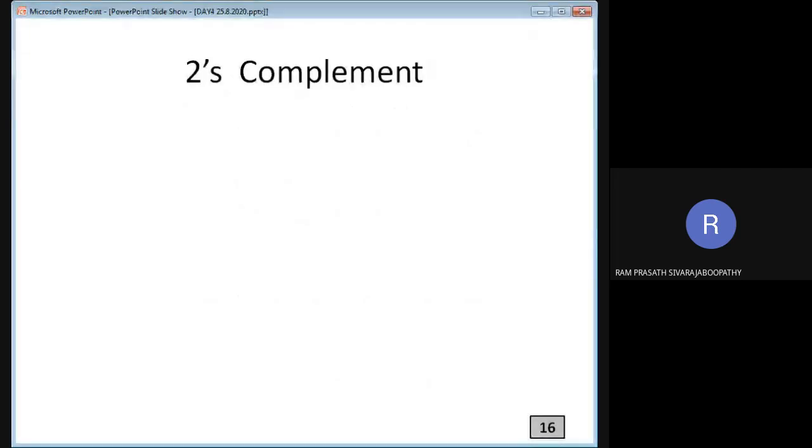Now we are going to discuss about the 2's complement operation. How we can perform 2's complement? Do you have any idea?